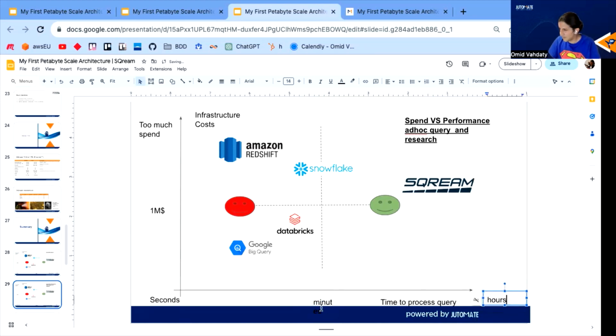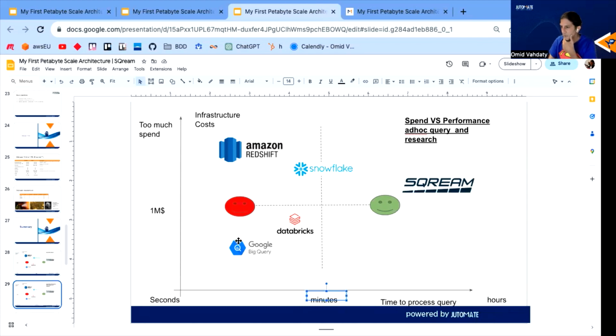Why am I saying hours and not minutes? Because we have the benchmark I talked about, the 5.4 trillion records. So now it will be easier to compare.